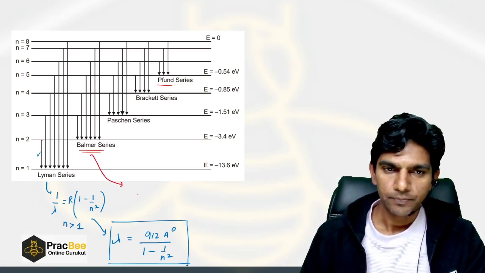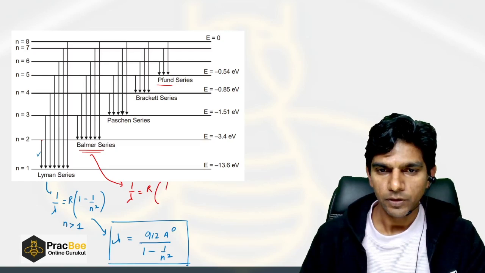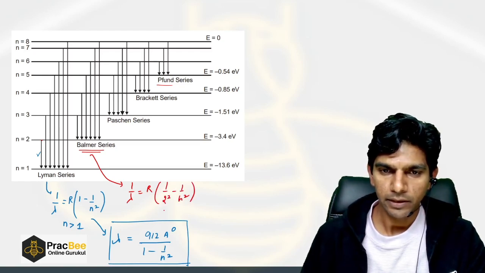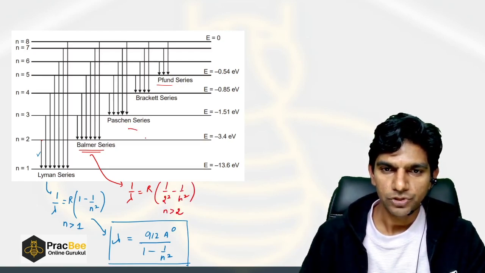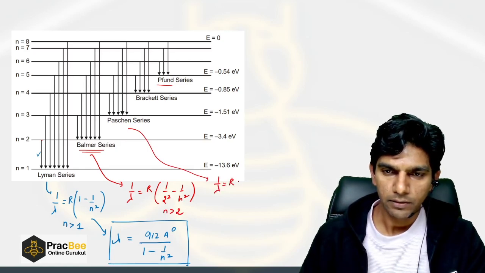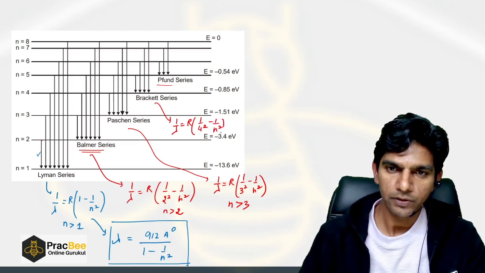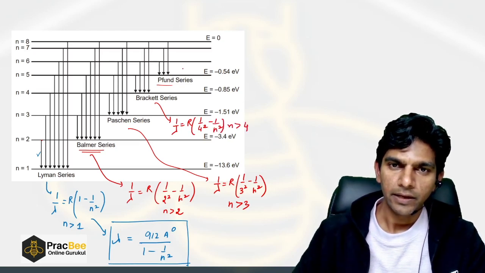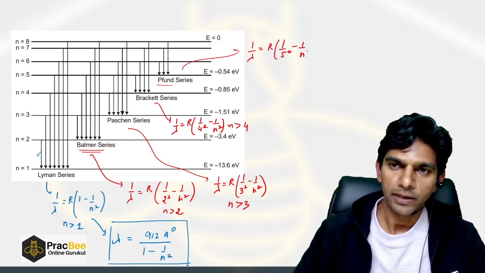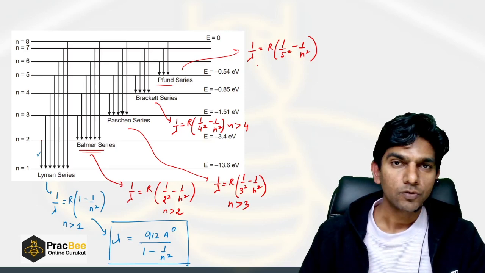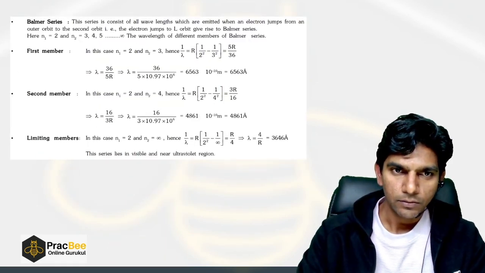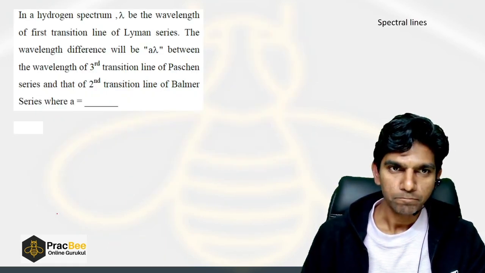Similarly, in case of Balmer, 1 by lambda will be R times 1 by 2 square minus 1 by n square, and n will be greater than 2. And in Paschen, 1 by lambda will be R times 1 by 3 square minus 1 by n square, where n is greater than 3. And in Brackett, 1 by lambda is equals to R times 1 by 4 square minus 1 by n square, where n is greater than 4. And in Pfund, 1 by lambda is R times 1 by 5 square minus 1 by n square. So with these formulas, we can find different wavelengths. Okay, so now let us quickly see the question.